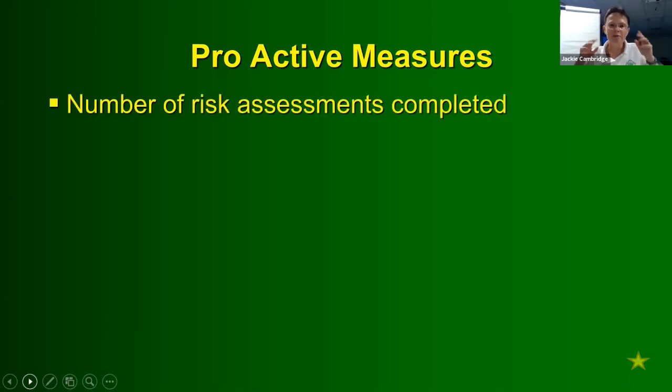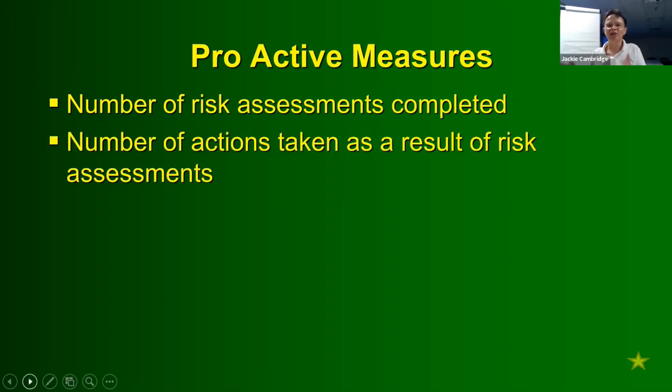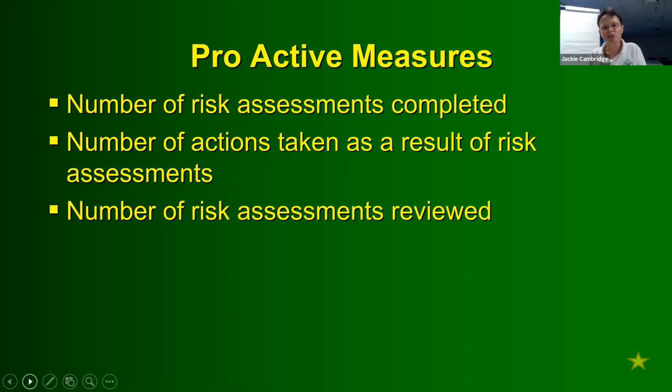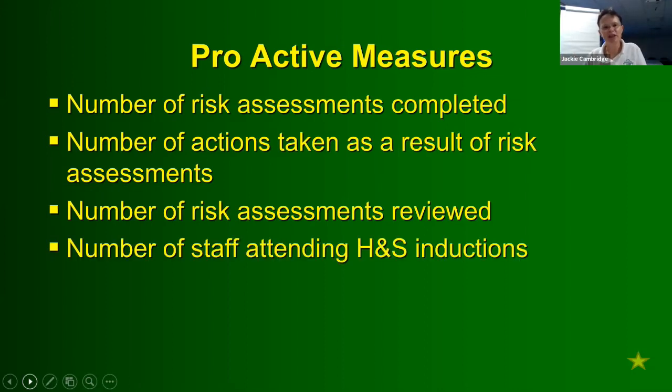So for instance, a proactive measure would be the number of risk assessments that have been completed. It's not the risk assessment that's the measure. It's the number of risk assessments that have been completed, because you could measure that today and then measure it in a year's time. The number of actions taken as a result of a risk assessment, that's a measure. It's an interesting measure because people tend to do them and not take any action. The number of risk assessments reviewed. Does that make sense? So a risk assessment is not a measure, but the number of them would be measurable. You could measure it today, measure it in a year's time.